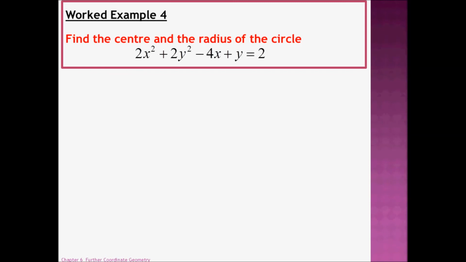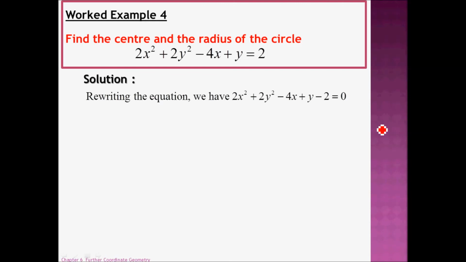Work example 4. Find the center and the radius of the following circle. Now, if you look at the equation of the circle, it actually looks very similar to the general form. However, notice that the coefficients of x squared and y squared are not 1. Hence, you need to ensure that they become 1. So to do that, we need to rewrite the equation by dividing throughout by 2. If you do that, notice that now the coefficients of x squared and y squared will now be 1.